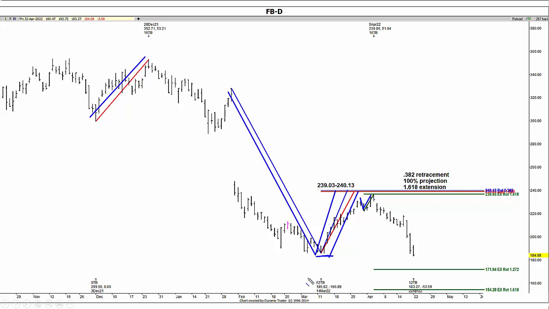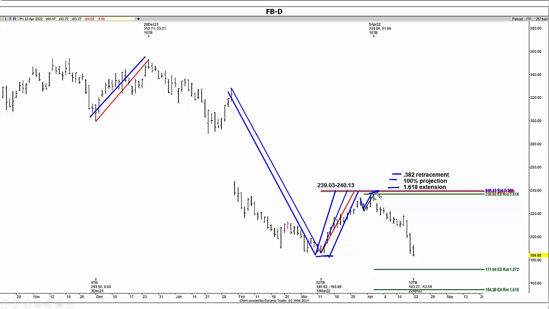And that came in at 236.65. So we actually had, well, the low end of this zone came in at 236.65. The high end came in at 240.13. We had a 382 retracement, a 100% projection, and a 1618 extension.